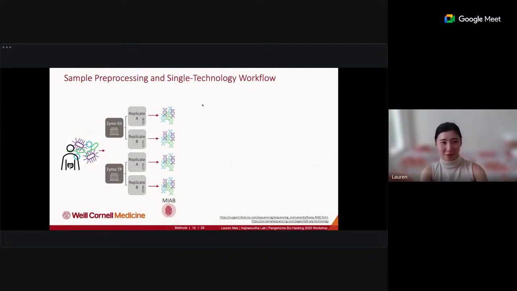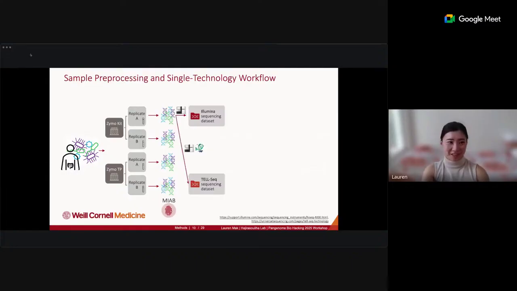So this is our first goal. And let's say for each of these replicates, we will sequence them using multiple sequencing technologies. I haven't repeated it just for the sake of visual acuity, but each replicate from each DNA extraction method undergoes Illumina sequencing and TELSeq synthetic long read sequencing. I will go a little bit into synthetic long reads in a bit, so just hold tight there.